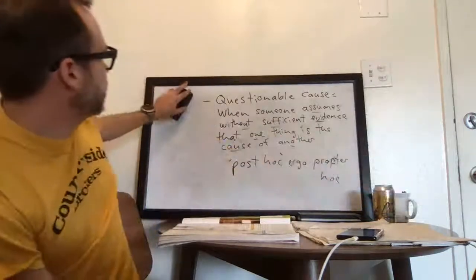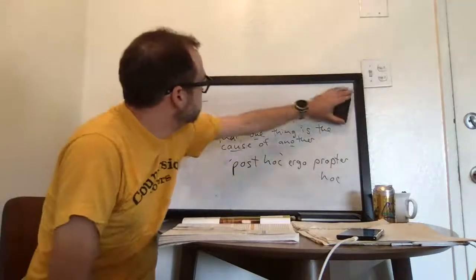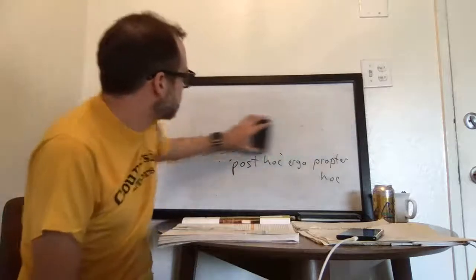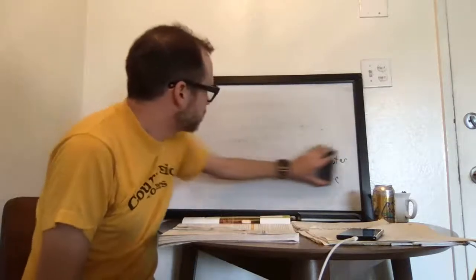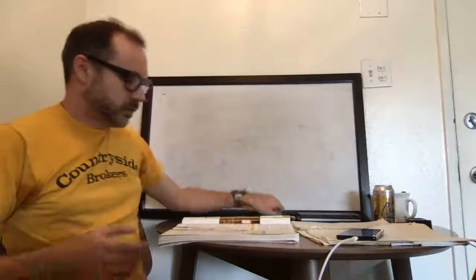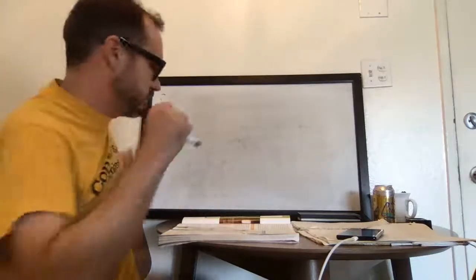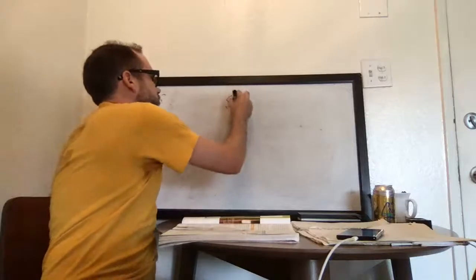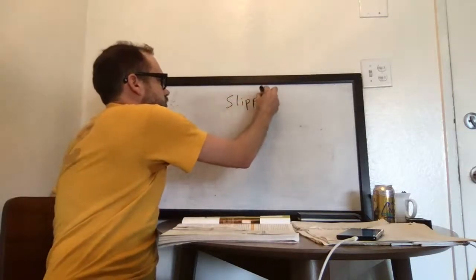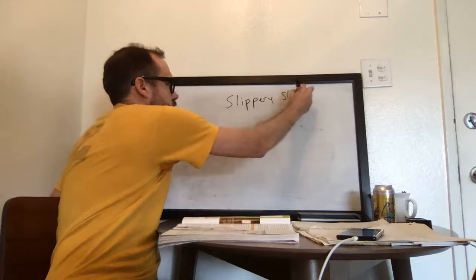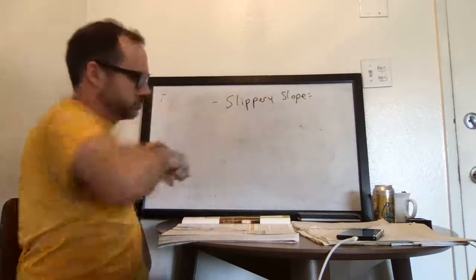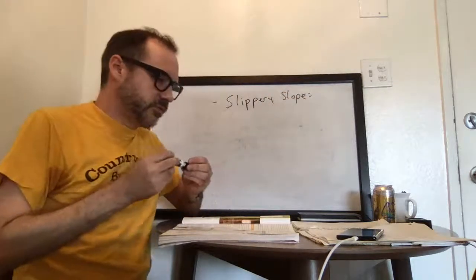Now there's two more that come afterwards. The last two are fallacies of unwarranted assumption. Next, we will talk about slippery slope. Okay, so the slippery slope fallacy.